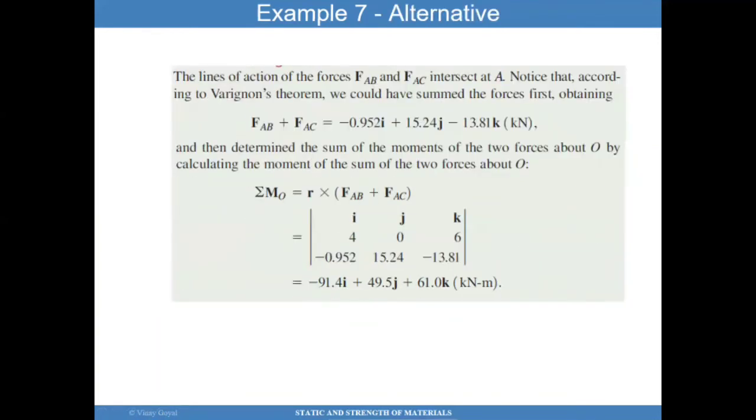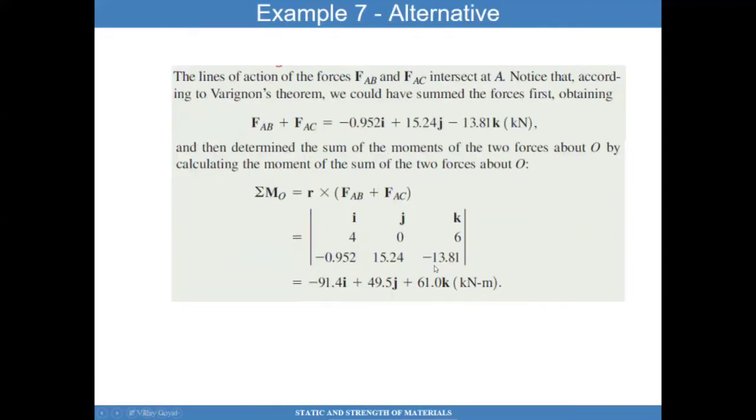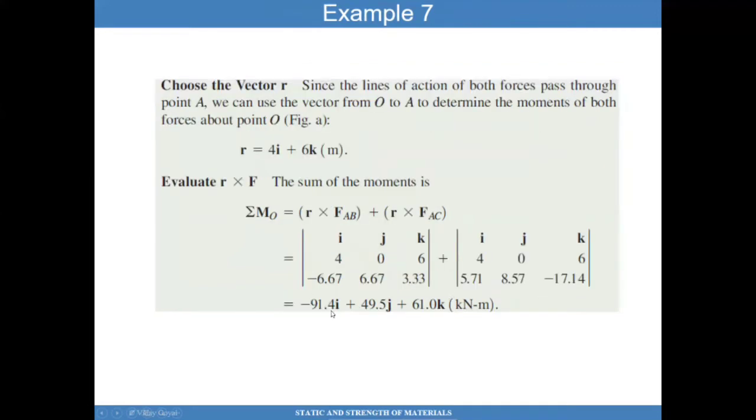So another approach would have been to add FAB and FAC, add them up, and then take the cross product of R to the summation of these two. And that's a simpler calculation because I don't have to do two determinant calculations like this. Just one is enough to calculate the moment. You get the same answer as you can see here in the bottom compared to the one on the left, on the page before.